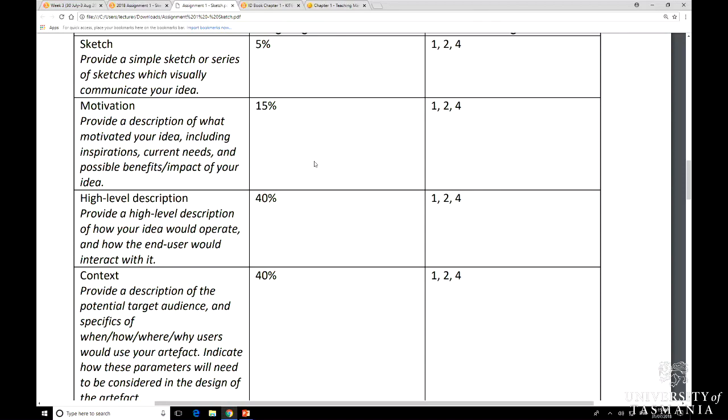You've got to describe why you've come up with your idea. What's the motivation for this? That motivation isn't just that Lindsay gave us an assignment to do this. The motivation is whatever you can find in the literature to suggest that people should get moving, or talk about what the current needs are of your existing target audience. We'll talk more about this.